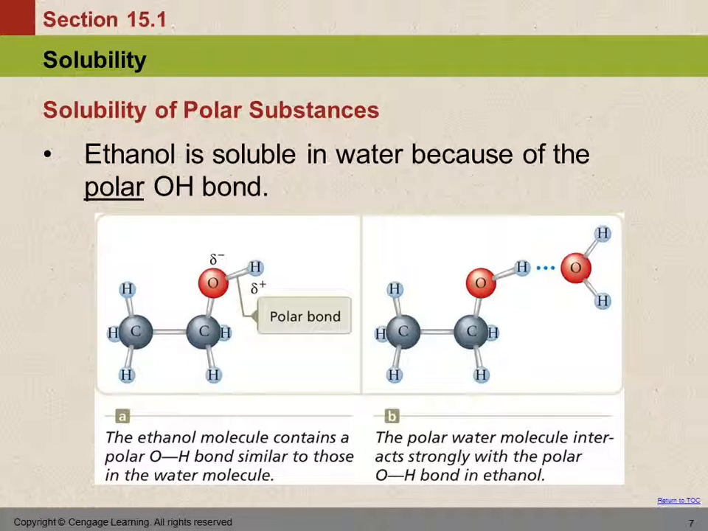The hydrogen bonding, right? We can get hydrogen bonding here because we have an HO bond in a polar molecule. So this ethanol molecule has this very polar bond here, and the water molecule has similar polar bonds, and so these two can interact with each other. And so this ethanol molecule can go into the water and they can mix, because, you know, kind of think of it as speaking the same language. They both speak polar language, right?